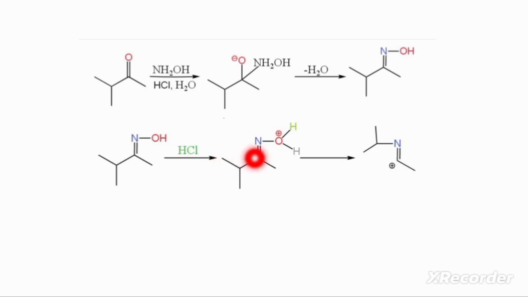I have shown it with a different color so that you can understand well. This proton from HCl is in green color. Okay, then after protonation, what will happen? Rearrangement takes place to form a carbocation. Okay, now what is the next step? What will be the next step?